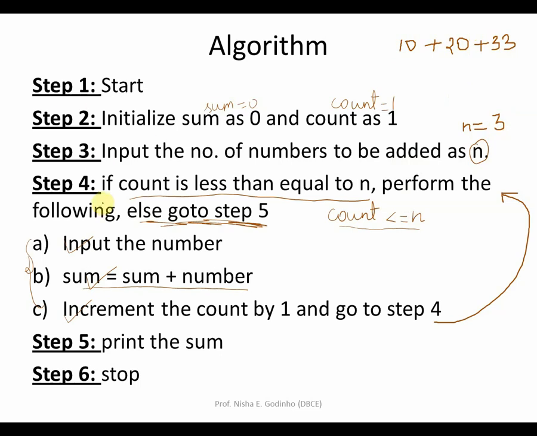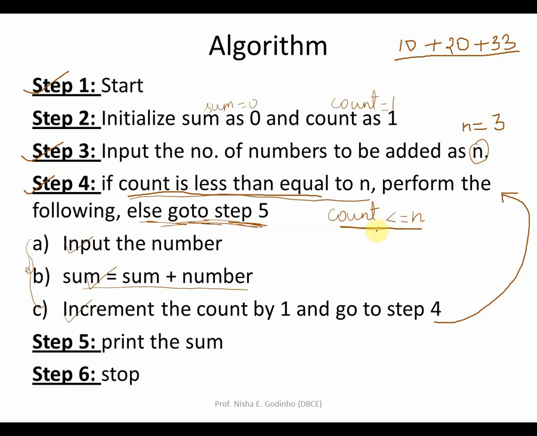The step 1 first will be this, start. Second will be you initialize sum equal to 0, count equal to 1. Third step, you will take the input of the numbers to be added. In our case it is 3, so n is 3, which means you have to add 3 numbers. And which are those 3 numbers you have to add? 10, 20 and 33. The next step is step 4. Here we have to check for this condition. Now this condition I have written down here for you all. Count less than equal to n. This is the condition for which we have to check.